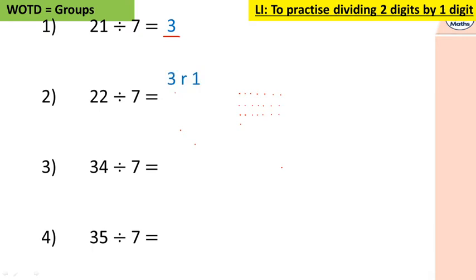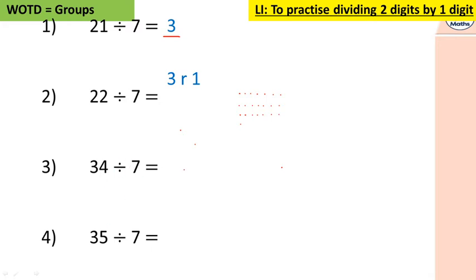Then we have 34 divided by 7. So how many 7s go into 34? So you might like to think about this going through your 7 times table. So you go 7, 14, 21, 28, 35, which gives us the answer to the next one. So 7 times 5 is 35. We've got one less than 35.